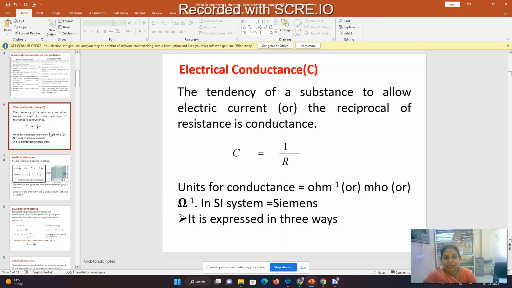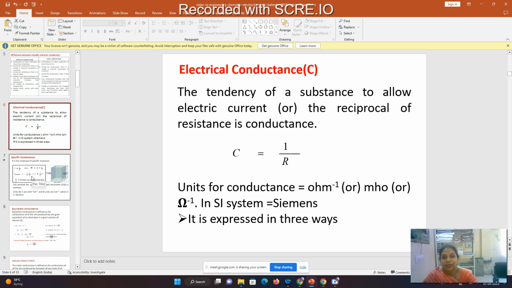Electrical conductance is represented by the symbol capital C. It is the tendency of a substance to allow electric current, or it is the reciprocal of the resistance, called conductance. It is represented by C equals 1 by R. The unit for electrical conductance is ohm inverse. In SI units, the unit for conductance is Siemens.